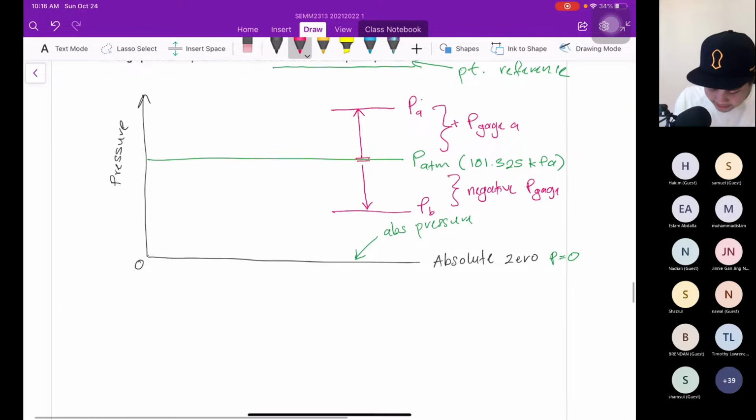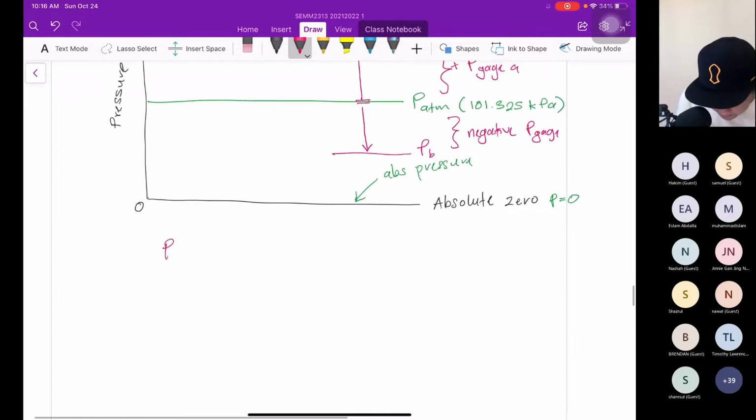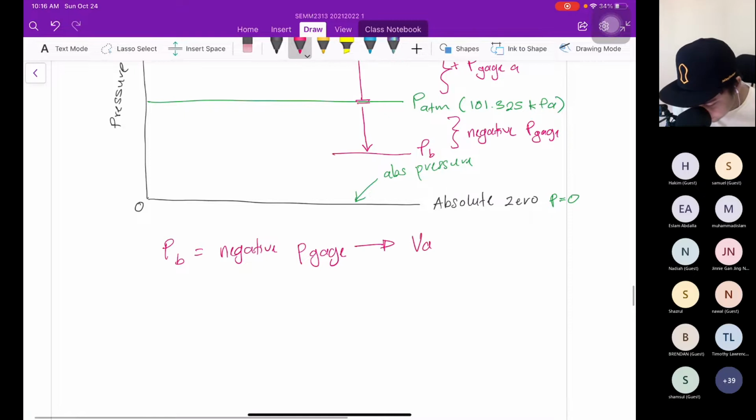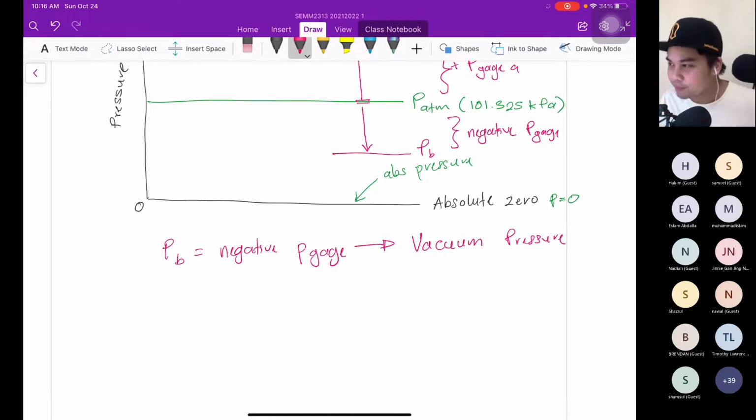So you can see P B is basically a negative P gauge. So this is what we call vacuum pressure. Do you know what vacuum is now? When you see the statement vacuum pressure, you can automatically remember that vacuum pressure is basically the pressure below the P ATM. Understand? Okay.